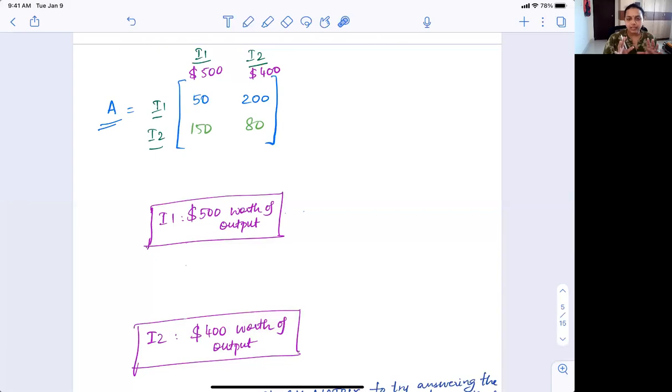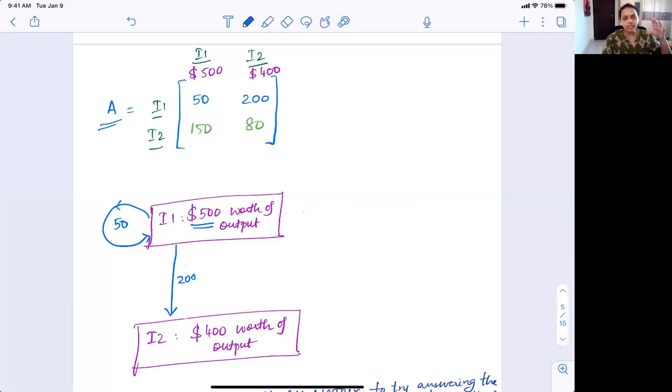So in total, the first industry is now producing $500 worth of output. And of that $500, $50 are being cycled back into its own production. And it's giving $200 worth of its output for producing I2, the output of the second industry, which means 200 is going to the second industry.